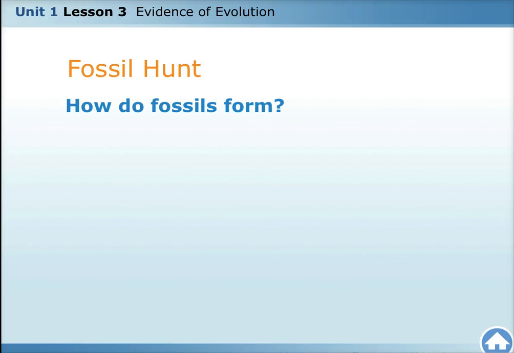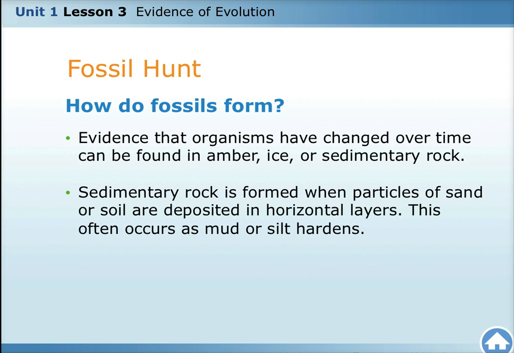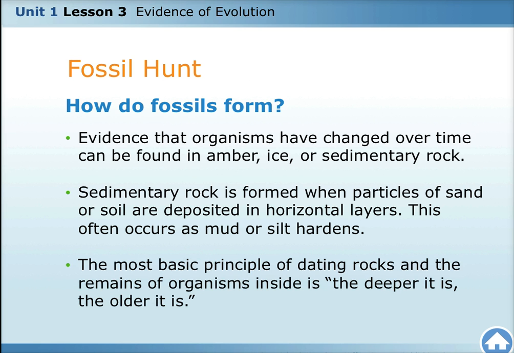So the first thing we're going to look at is fossils. On page 30, there's some examples of fossils if you're following along in your book, but we're going to specifically look at how fossils form. Evidence that organisms have changed over time can be found in amber, ice, or sedimentary rock. Sedimentary rock is formed when particles of sand or soil are deposited in horizontal layers. This often occurs as mud or silt hardens.